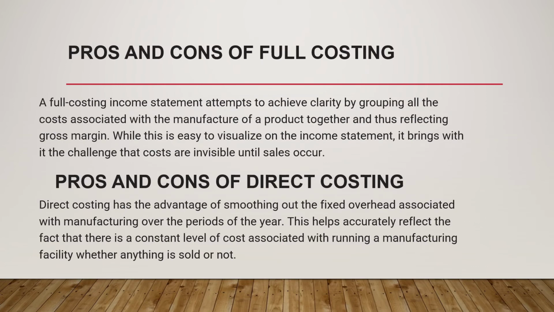These are the pros and cons of full costing and direct costing. A full costing income statement attempts to achieve clarity by grouping all the costs associated with the manufacture of a product together and thus reflecting gross margin. While this is easy to visualize on the income statement, it brings with it the challenge that costs are invisible until sales occur.